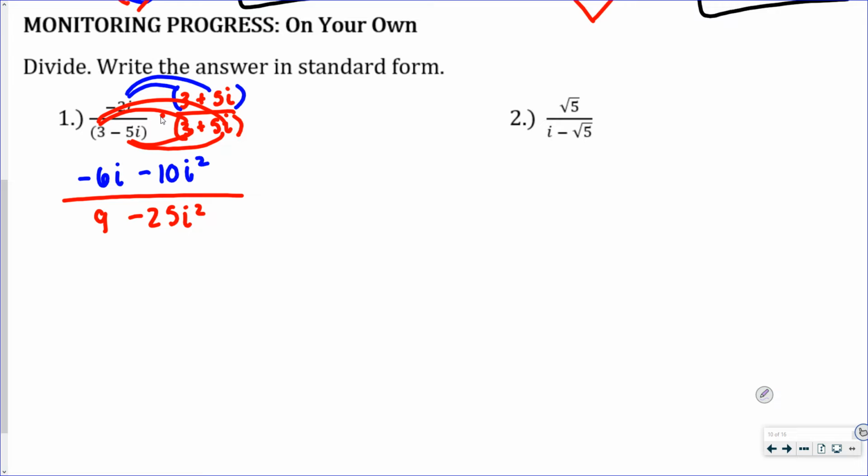All right, so up top, I had an i squared, and I did on the bottom, which i squared is the same as negative 1. So my numerator cleans up to be a positive 10. I'm going to write the real part first: 10, negative 6i, and my denominator should get 9 plus 25 is 34.